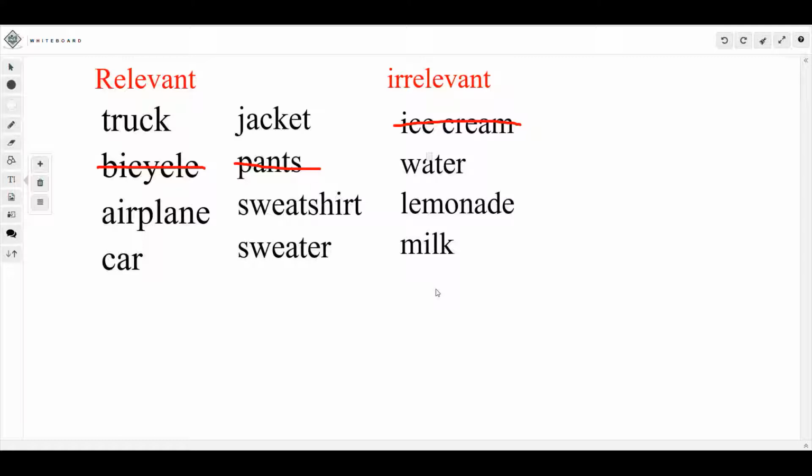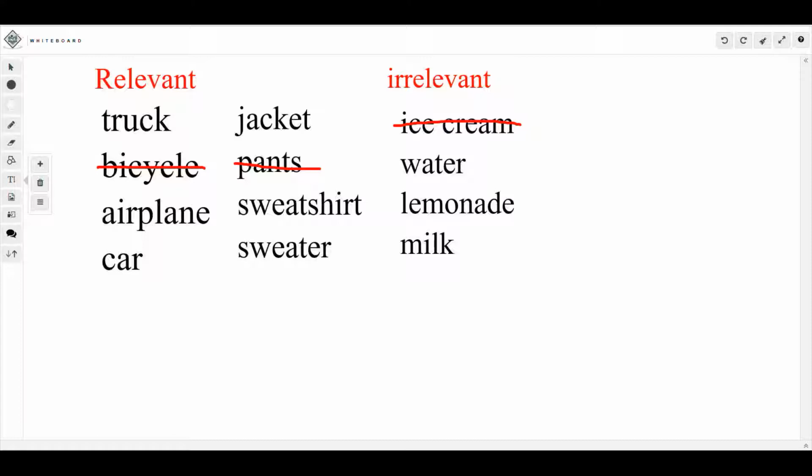For example, if you were doing a report, say on motor transportation, you could find relevant information under truck, airplane, and car, but bicycle would not give you relevant information because it's irrelevant. Okay, so that's what I mean when it's relevant or irrelevant.